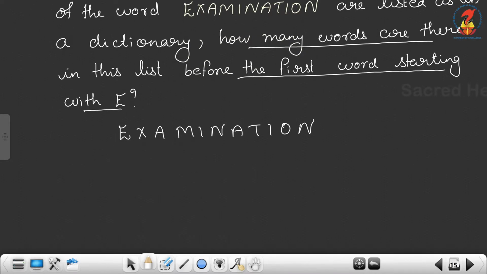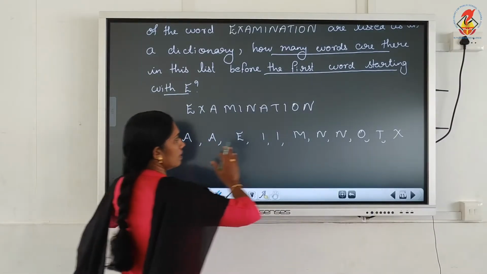So look at this word. Here we have A. When we arrange in alphabetical order, the first letter is A. Then we have one more A here. Then after A, then E. Then I, double I. Then M, double N. Then O, then T, X is the order. 1, 2, 3, 4, 5, 6, 7, 8, 9, 10, 11. So we have these 11 letters.